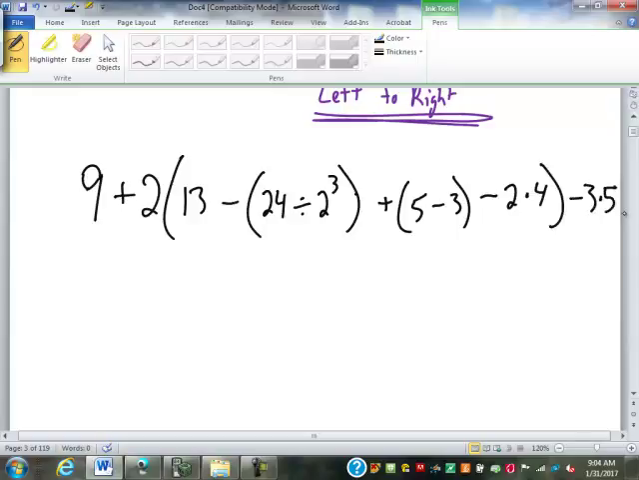I guess we'll stop there. We're out of paper. Just a little bit more difficult. I mean, it looks like kind of a monster, but it really isn't that bad.